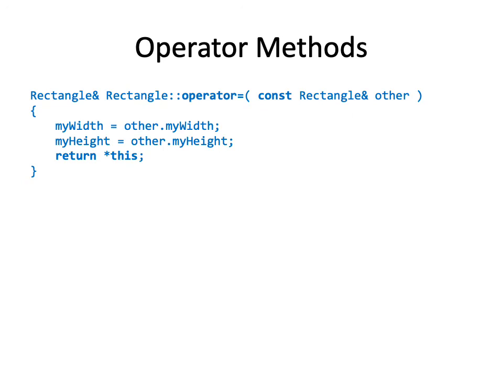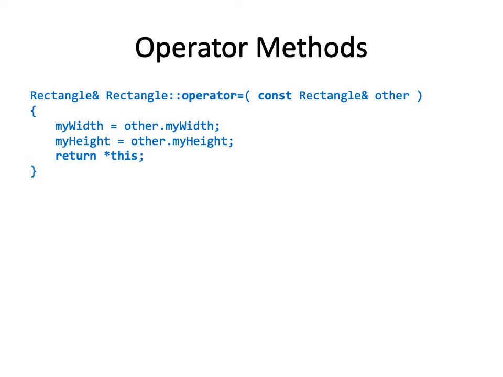Let's look at the assignment operator first. In this one, it's going to return a reference to a rectangle, and then it's going to be the assignment operator of the rectangle class, so Rectangle::operator=. And then in parentheses, what we're going to pass is a reference to another rectangle. I'll show you how to call this in just a little bit, but for now, I want to show you how to define these methods.